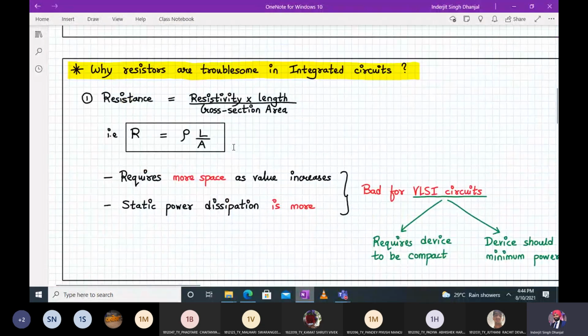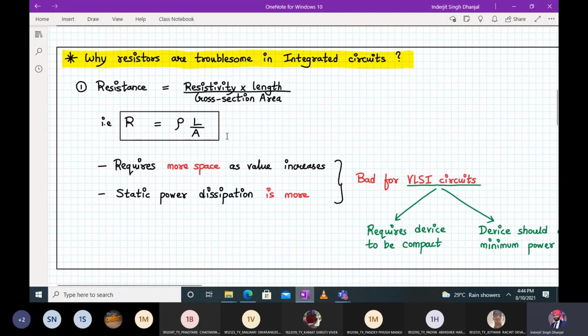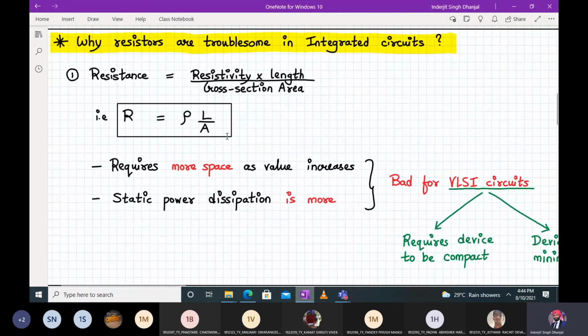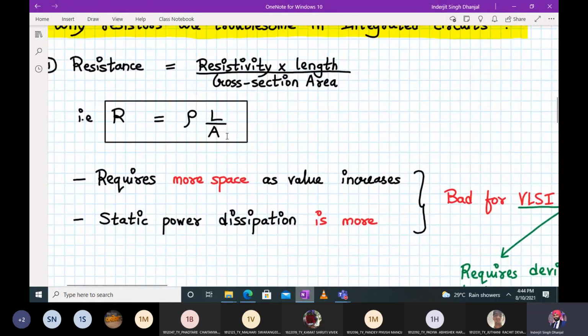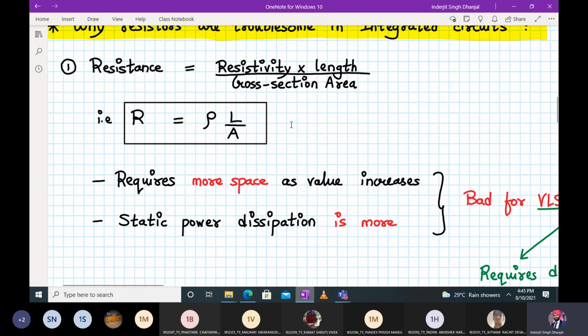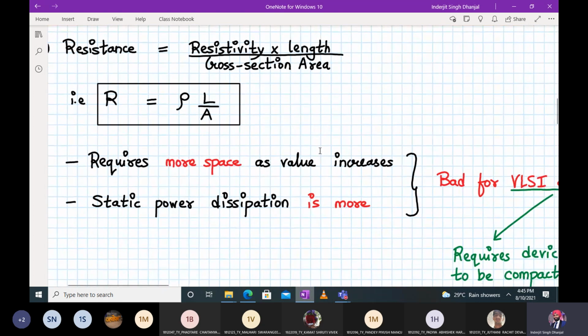Now let's understand why resistors are troublesome in integrated circuits. I think you must be knowing this formula. Resistance is equal to resistivity into length divided by cross-sectional area, correct? R is equal to rho L by A. You must have studied this in physics. So that means a higher value of resistance requires more space as the value increases, right? Because if you increase the value of resistance, your length increases.